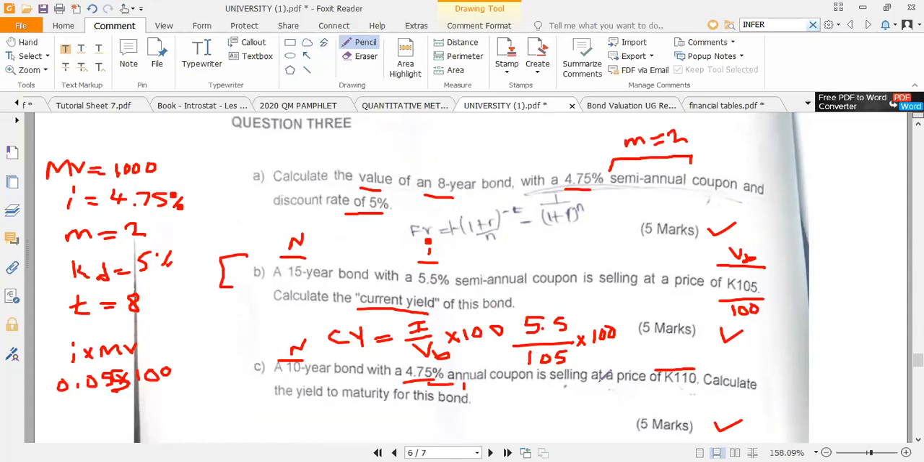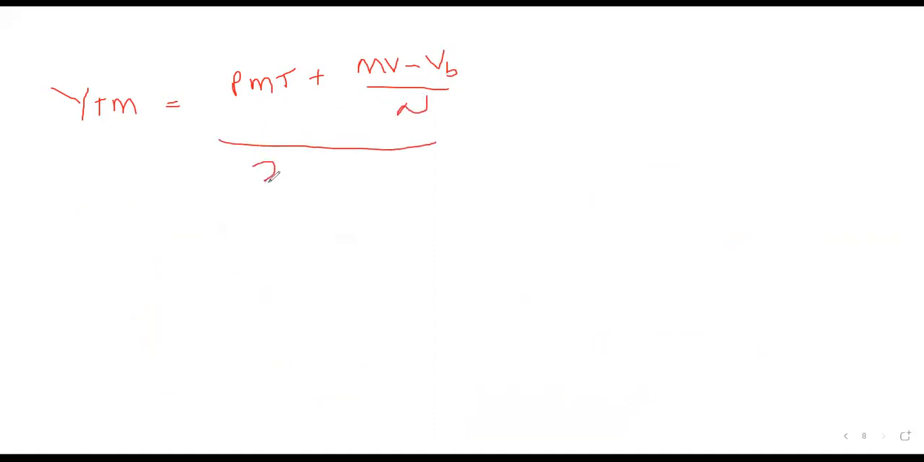Then selling price is 110. So I mean, what is our par value? Maturity value? 1,000. Not 1,000, 100. 100. Get the yield to maturity. Okay. So for yield to maturity, one coupon payment plus MV minus the value of the bond, over N, over 2 VB plus MV, together.